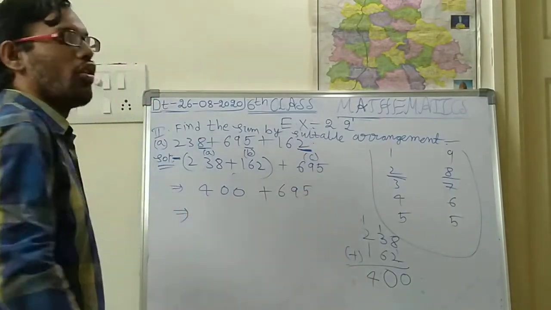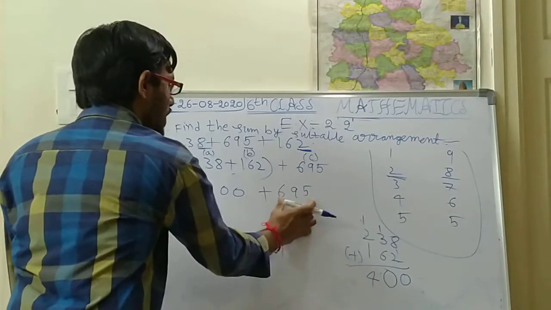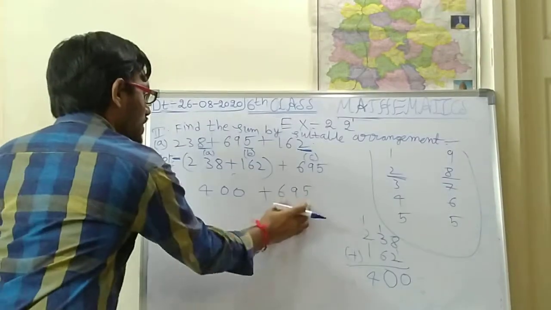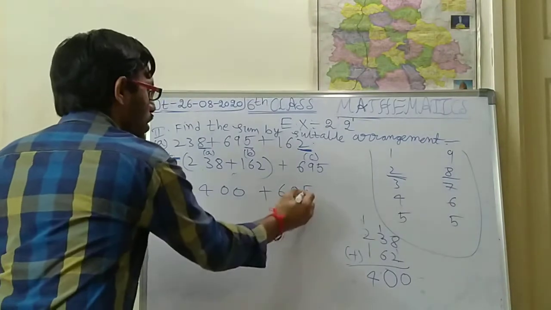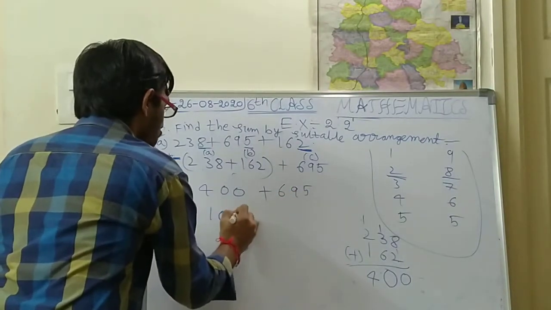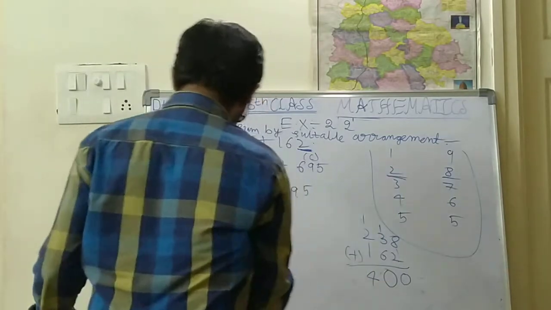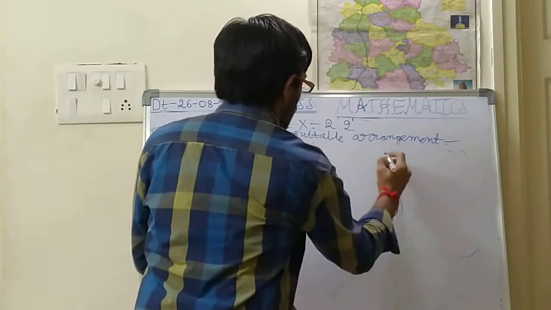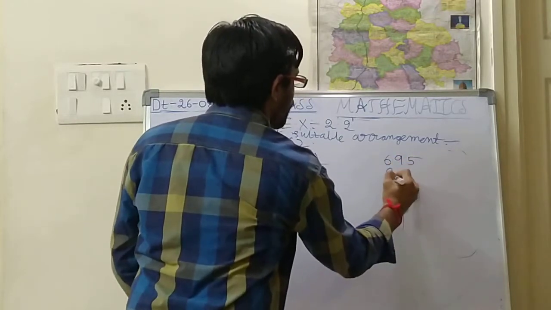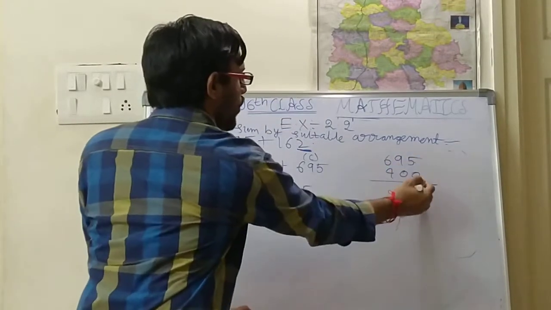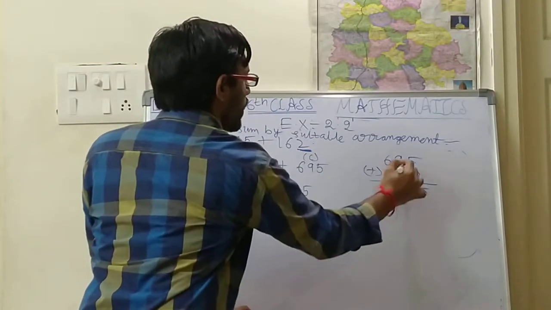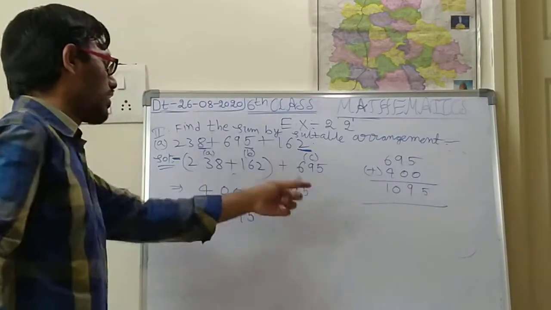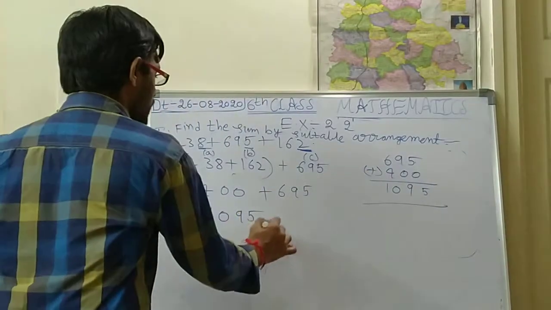400 plus 695, how much? 695 you can write as 600 plus 95. So 600 plus 400 is 1000. 1000 plus 95 is 1095. You can do like this here. You can also check: 695 plus 400. 5 plus 0, 5. 9 plus 0, 9. 6 plus 4, 10. What is the answer? 1095. 1095 is the answer.